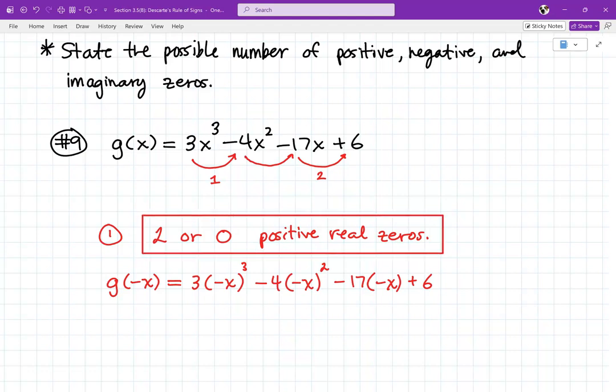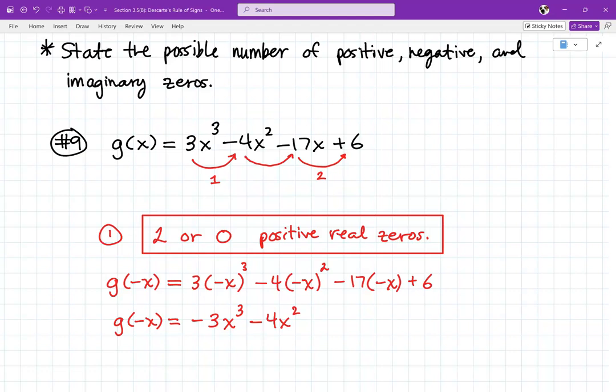But now I got to do the other part, the negative reals. So let me simplify that. So g of negative x is, well, negative x to the third is negative x cubed. So this will be negative 3x cubed. Negative x squared is just x squared. So that's going to be minus 4x squared.